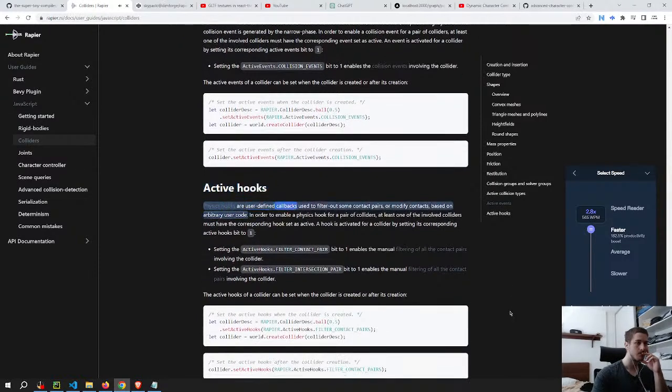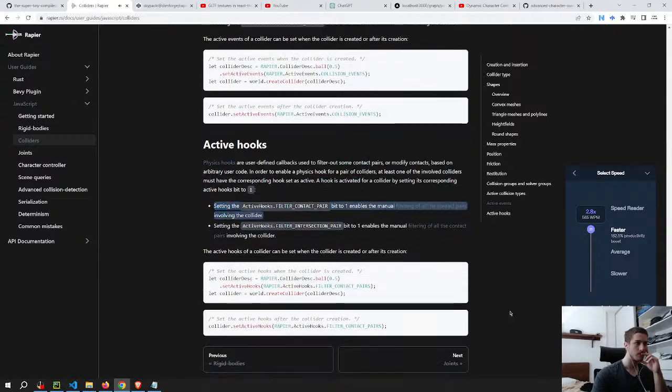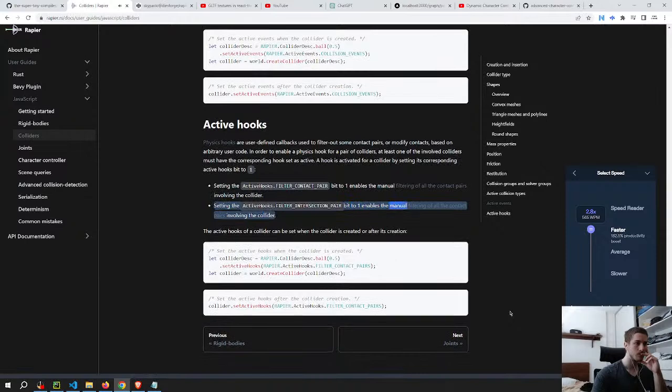Active hooks. Physics hooks are user-defined callbacks used to filter out some contact pairs or modify contacts based on arbitrary user code. In order to enable a physics hook for a pair of colliders, at least one of the involved colliders must have a corresponding hook set as active. A hook is activated for a collider by setting its corresponding active hooks bit to one. Setting the ActiveHooks::FILTER_CONTACT_PAIR bit to one enables the manual filtering of all the contact pairs involving the collider. Setting the ActiveHooks::FILTER_INTERSECTION_PAIR bit to one enables the manual filtering of all the intersection pairs involving the collider.